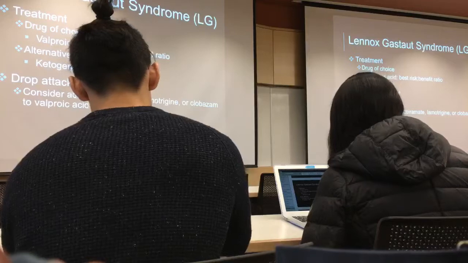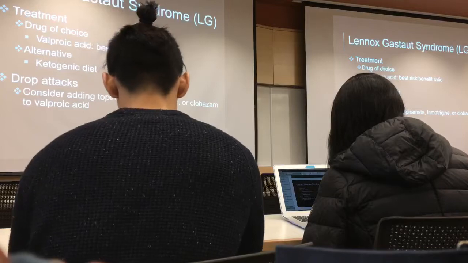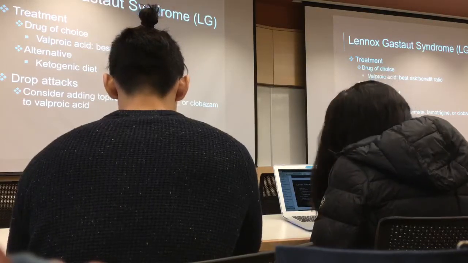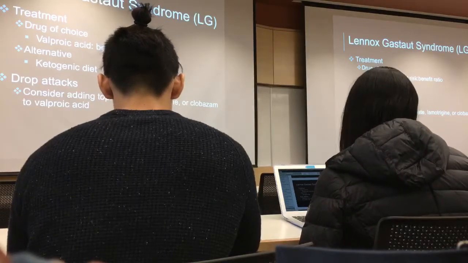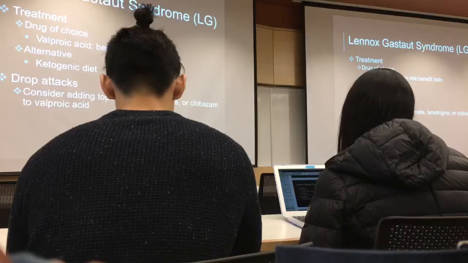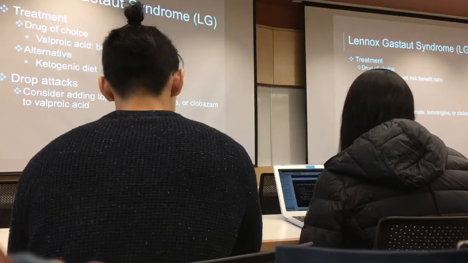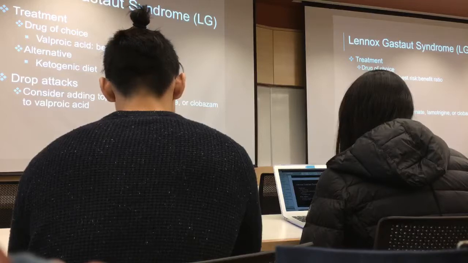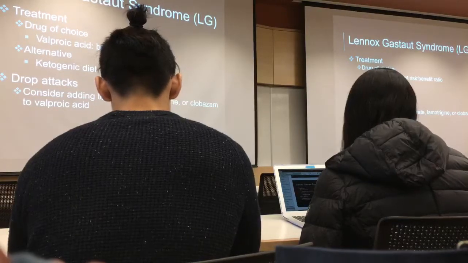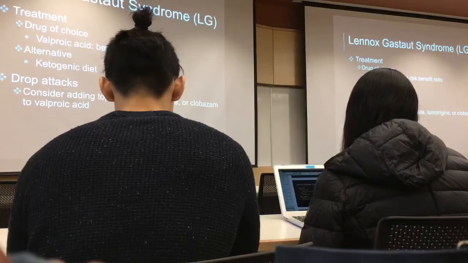Now, drop attacks. Drop attacks are your atonic seizures. So what does that mean? So with LG, when they have an atonic seizure, they lose all muscle tone and they fall flat down. But what do they hit first when they fall flat down? What body part do they hit first? Anybody know? Drop attacks. Their head. Okay? So when they become atonic, meaning they lose all their muscle tone, they drop down to the ground and hit really hard, but they hit their head first.